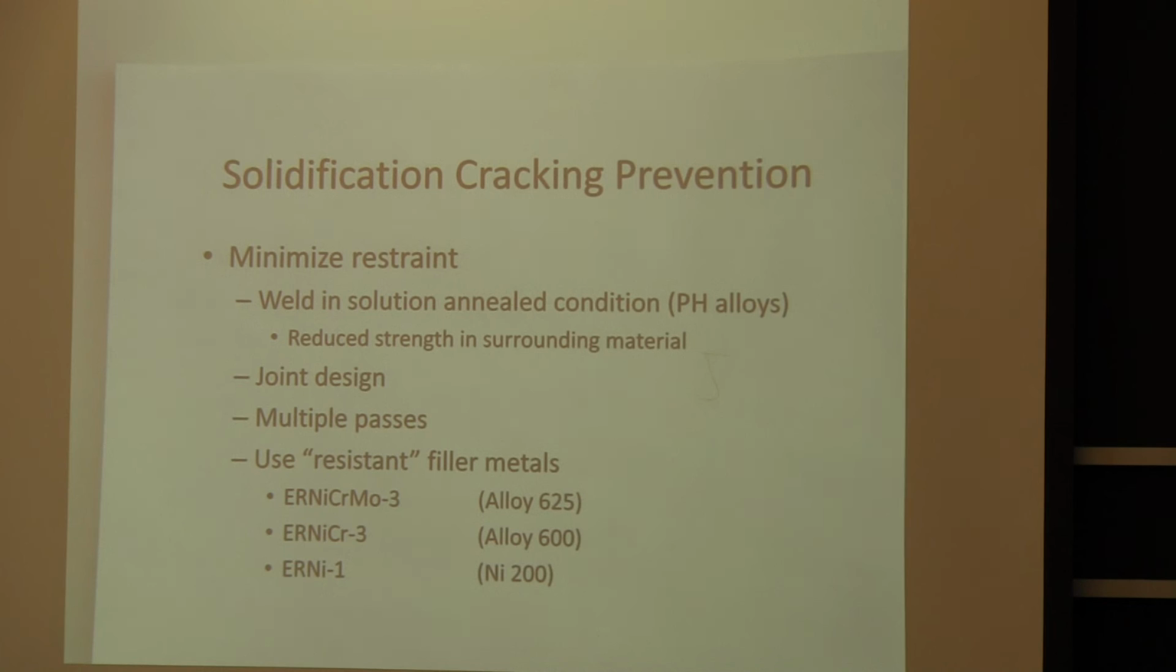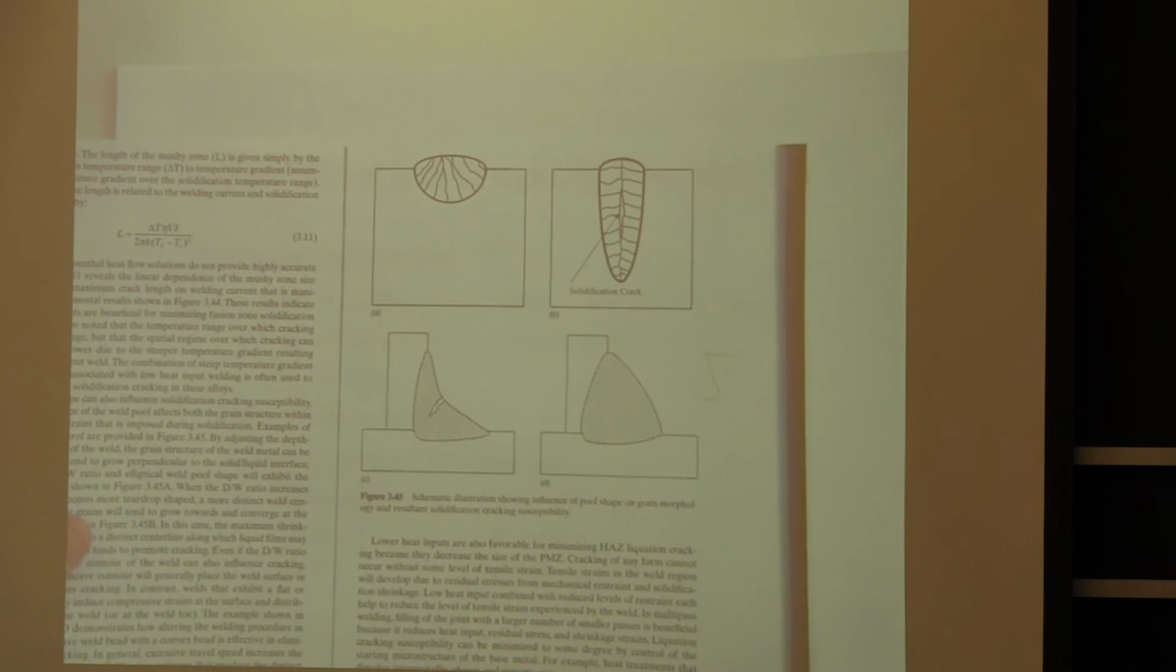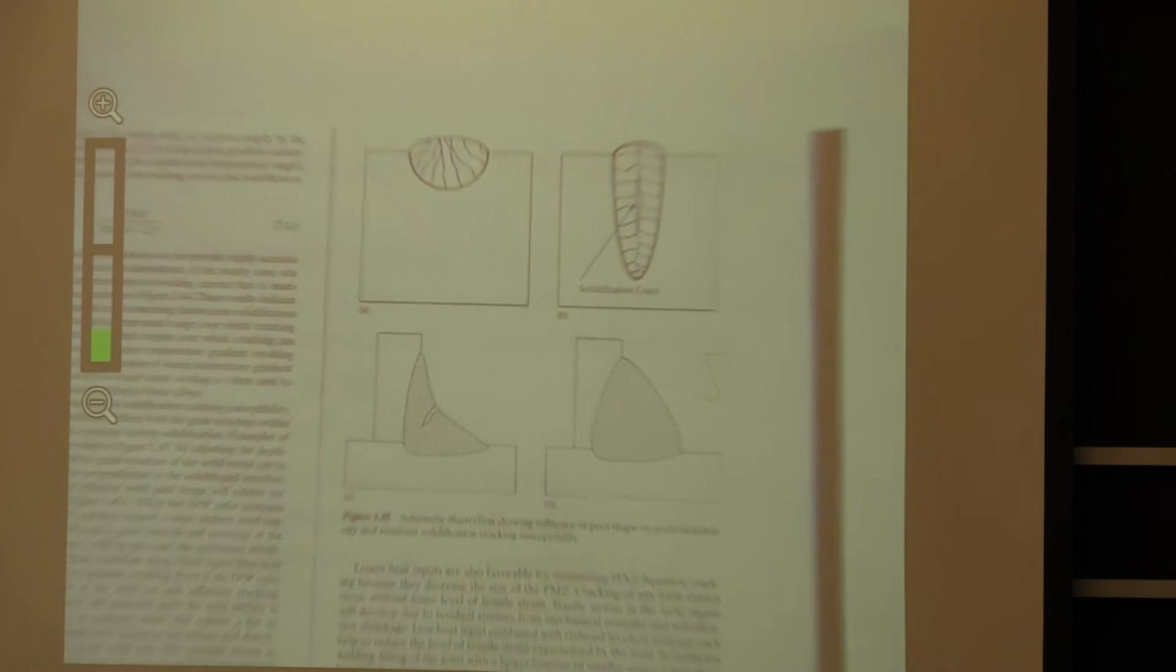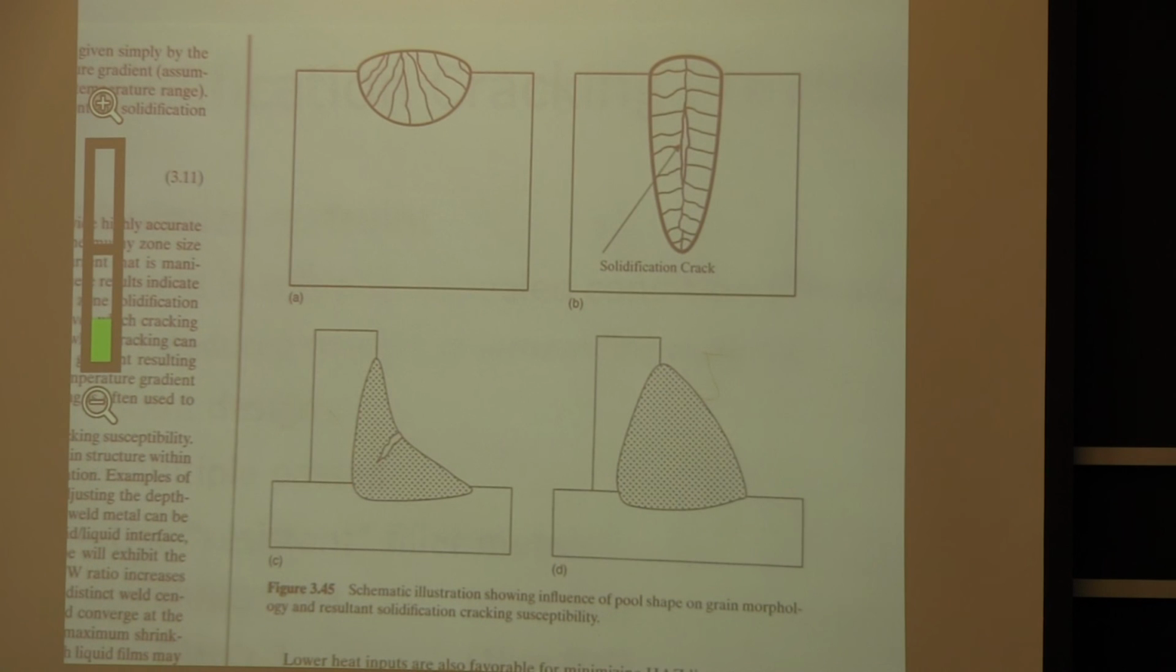You can use different joints when you're making the weld that don't form stresses and residual stresses in the weld as much. There are a couple of different examples of that here. So this would be considered a stringer bead, or just a bead along the top of a plate.